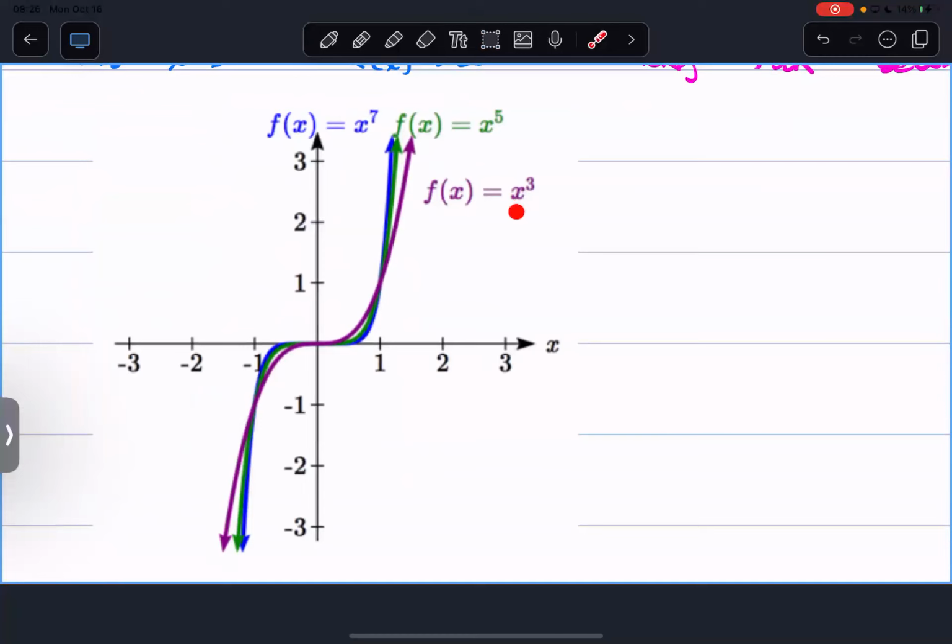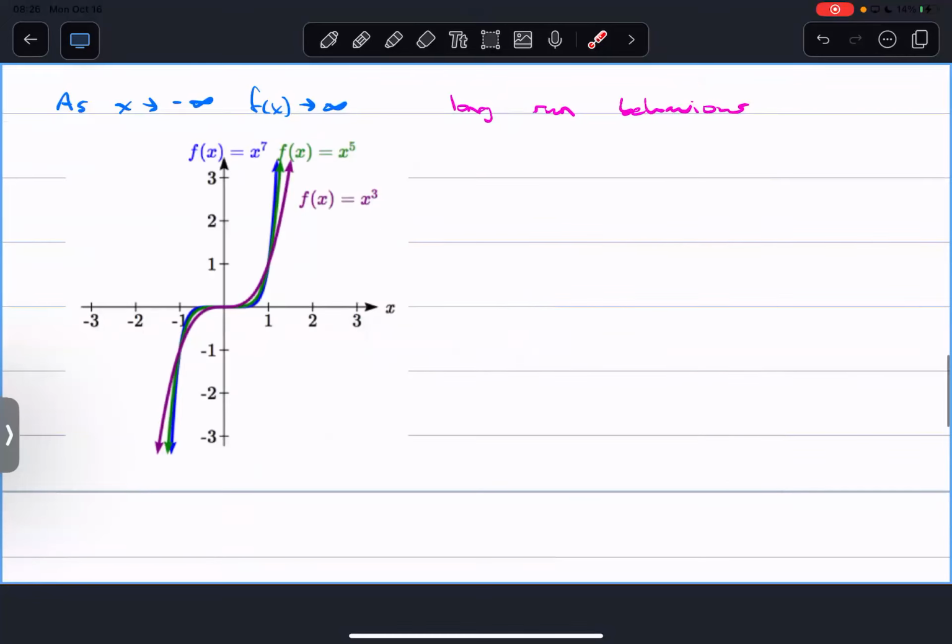X to the power of 3, we know what that looks like, right? All of these look generally the same. Just notice that it kind of sits on the x-axis a little bit harder, if that makes sense. Kind of plunks down, and then it tightens up against the y-axis. But the long run behavior is the same.